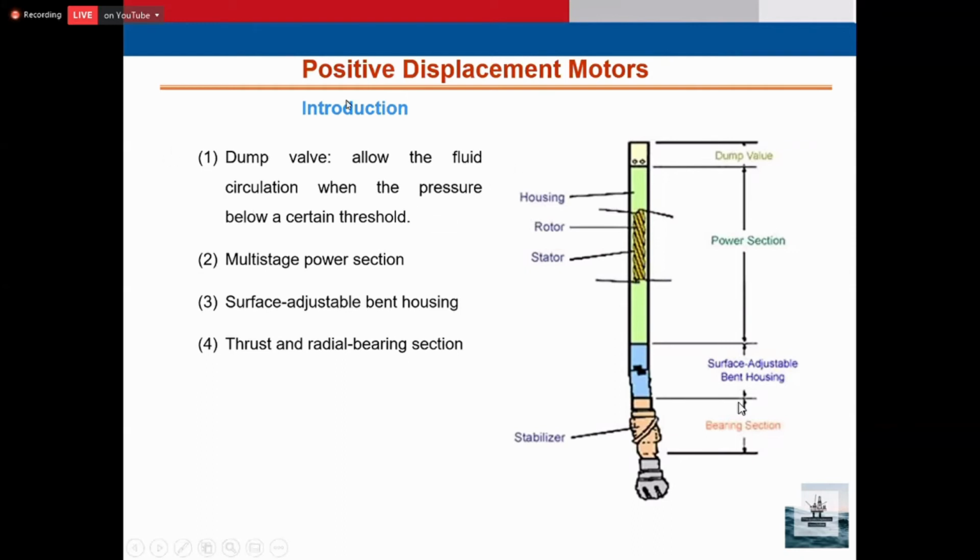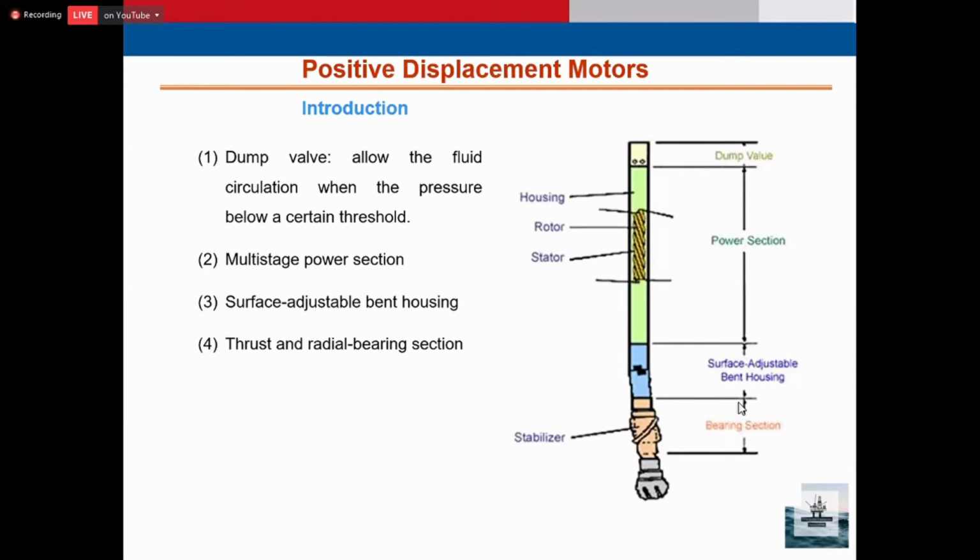As we mentioned, there are 4 sections. The dump valve allows fluid circulation when the pressure is above a certain threshold, which means when there is no circulation, the fluid can be leaked off from the motor, and when there is circulation, the drilling fluid will enter the motor to allow the rotation. The second section is the power section that is composed of rotor and stator. The third section is the surface adjustable bent housing.